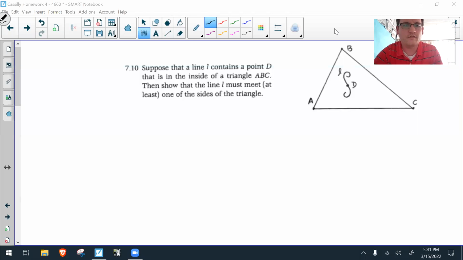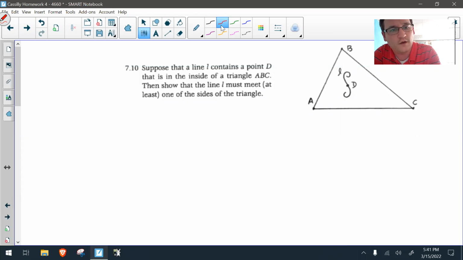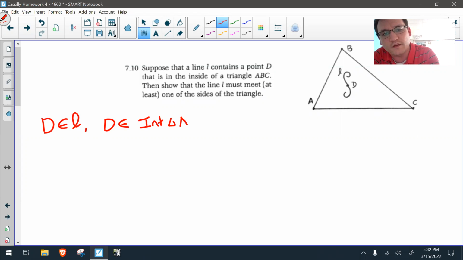Okay, here we go. This is number 7.10 off of homework assignment 4. Let's get to it. So we have some line L inside of triangle ABC, and then we have some point on line L. So let's say D is an element of L. And also, D is an element of the interior of triangle ABC.